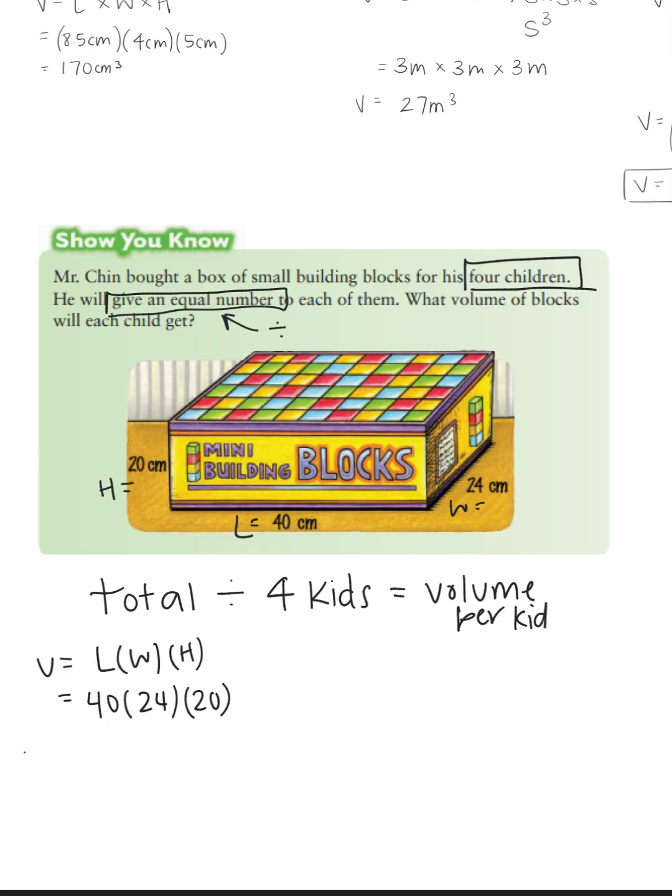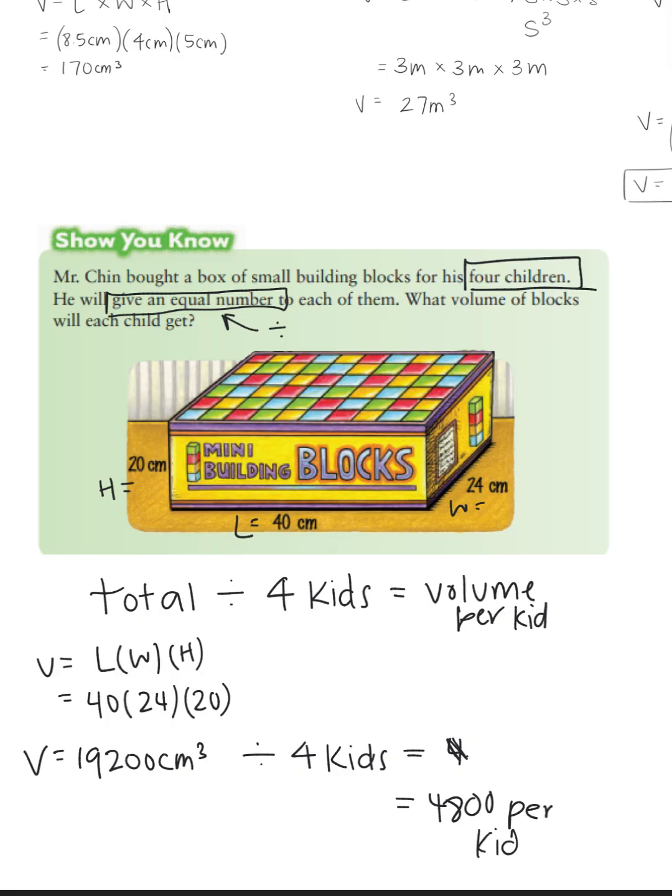So our volume is equal to 19,200 cubic centimeters. So we're going to take that volume and divide it by 4 kids. And we'll realize we get 4,800 per kid, or each kid will get 4,800 cubic centimeters.